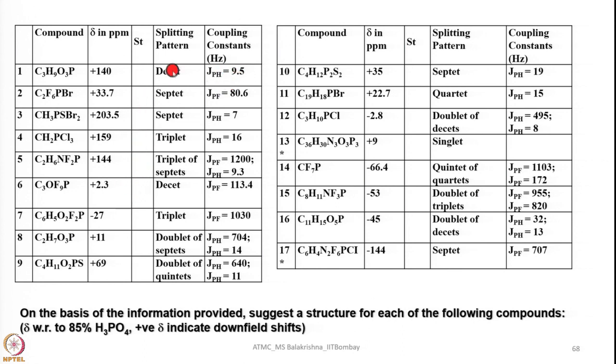If you interpret and write the structure in each case, I am sure I can conclude that you know a little more than 50% of 31P NMR spectroscopy. You should be able to interpret any spectra that come to you with respect to the 31P NMR nucleus. Just try all those things. I am sure you should be able to get the correct structure in each case.